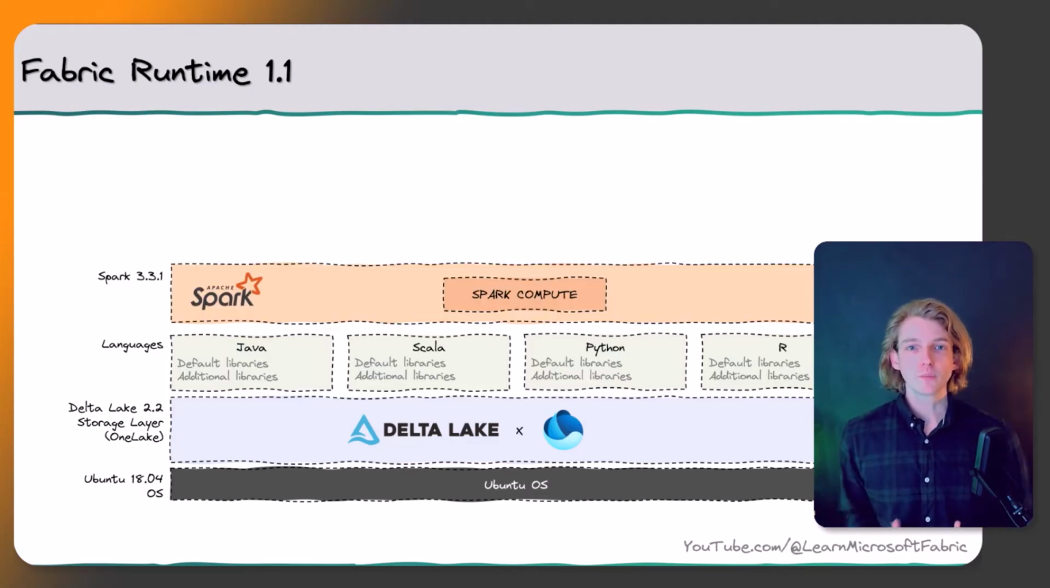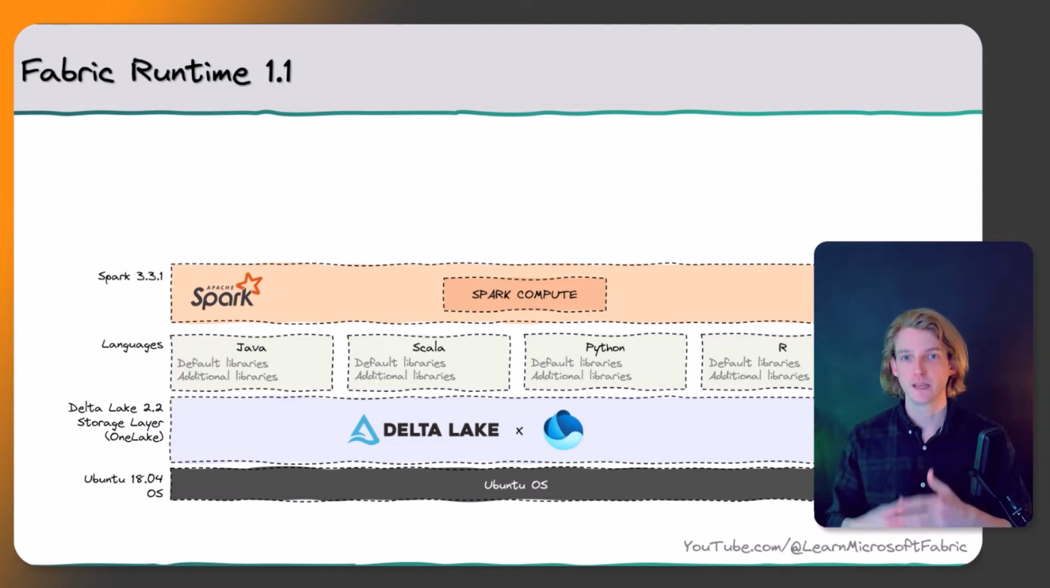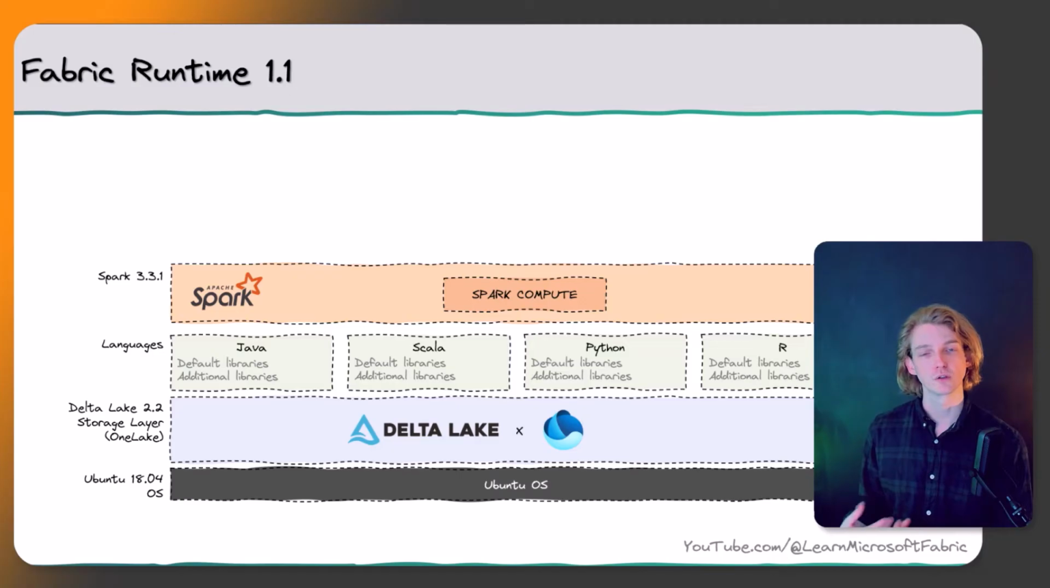So on top of this, we have Spark. Out of the box, the Fabric Runtime 1.1 ships with Spark 3.3. There are lots of versions of Spark. It's an open source technology, and it's always being revised and updated. So if you get Fabric Runtime 1.1, it'll come with Spark version 3.3.1.